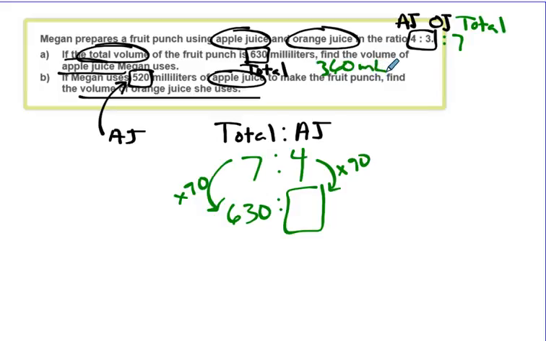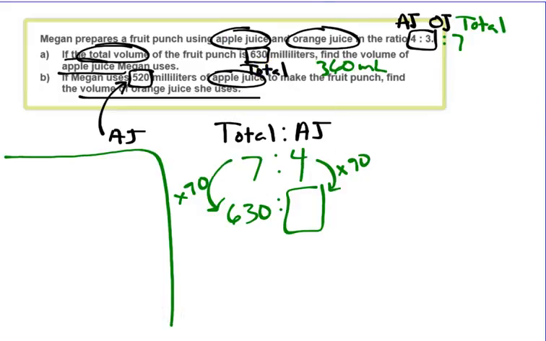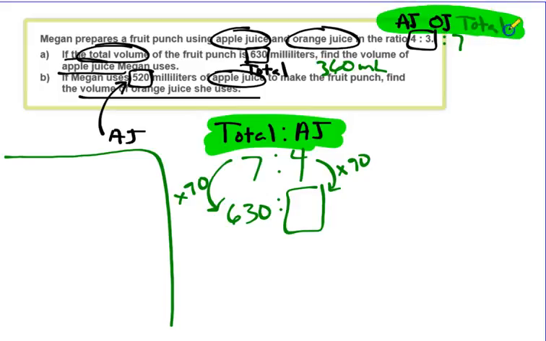milliliters. So we're setting up these ratios and we're figuring out the pieces that we need to begin with, and it's really, really important that you're labeling what the different numbers mean. This total to apple juice, I think that's a really important piece. You got to do a little bit more writing with these to make sure that you actually understand what the numbers are that you're writing.